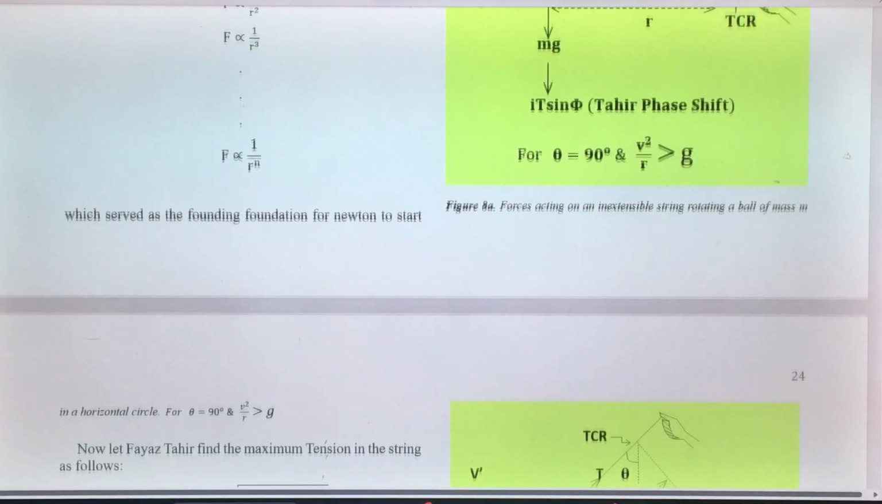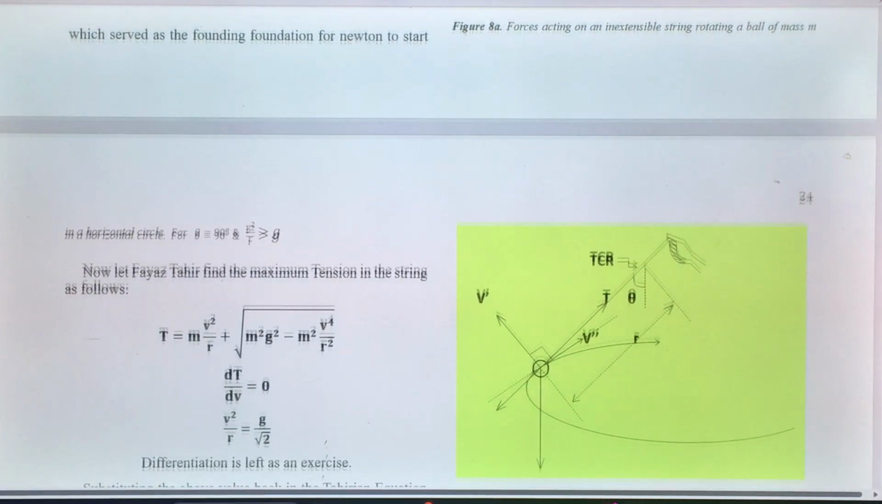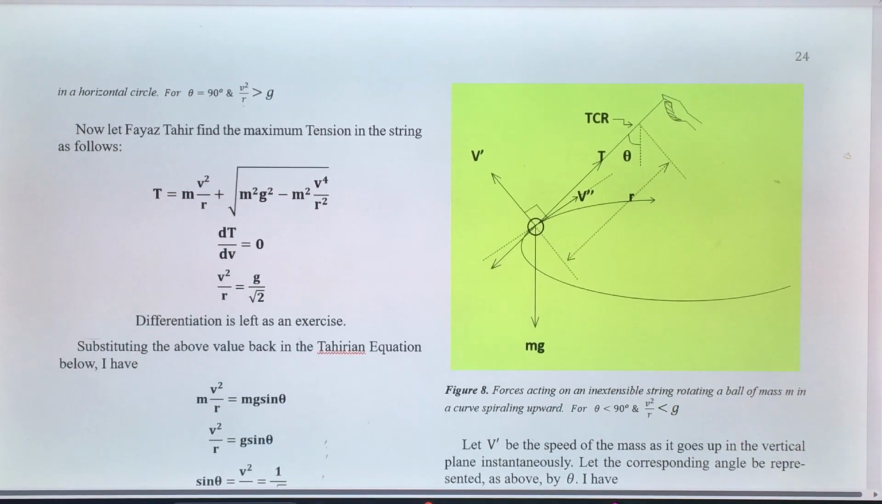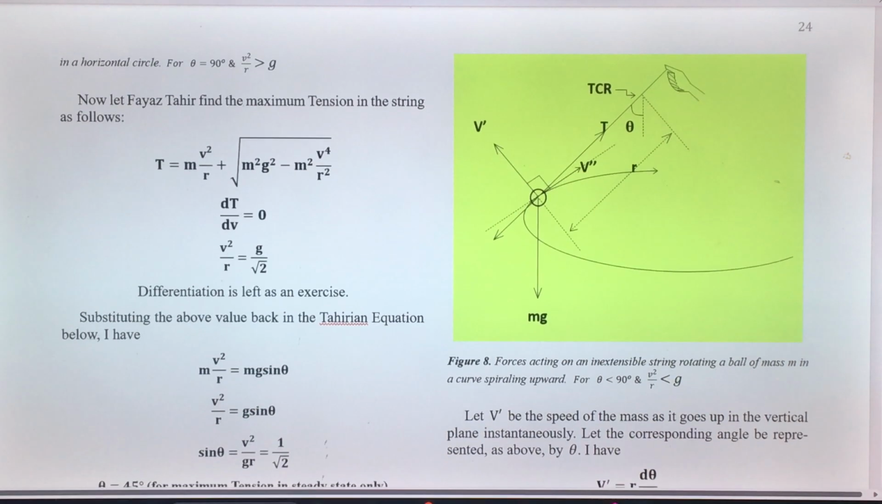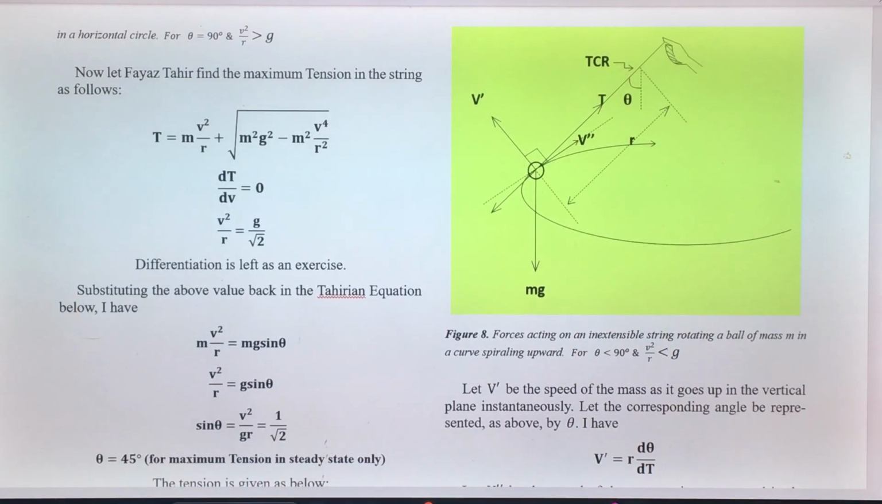Forces acting on an inextensible string rotating a ball of mass in a horizontal circle: for theta equal to 90 degrees, v square over r is equal to g. Okay, guys, now let me find the maximum tension in the string for the steady state case. So T is equal to mv square over r plus square root of blah blah blah, dT over dv is equal to 0, and we get v square over r is equal to g over 2.